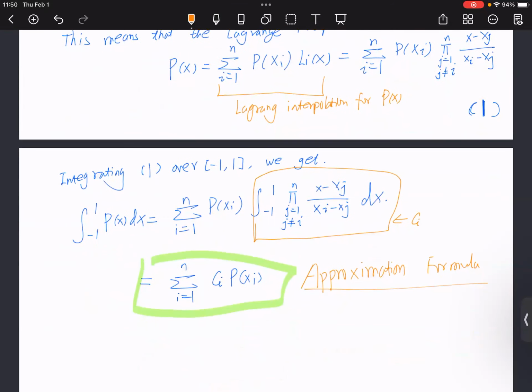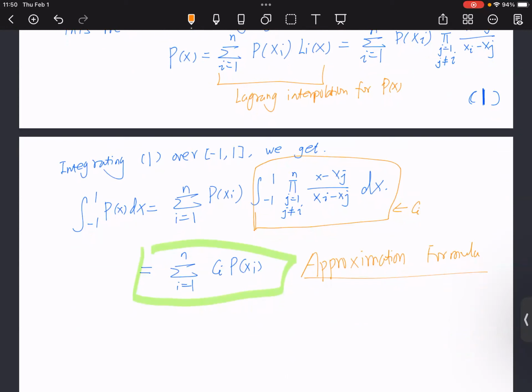Because we assume that p(x) is a polynomial with degree less than n, you will see that we have an equal sign here, which means that we don't have any error for a polynomial with degree less than n. Then we can approximate the integral with such a formula, and there's no error if this is a polynomial of degree less than n. And this is how we get the formula, the Gaussian quadrature rule.